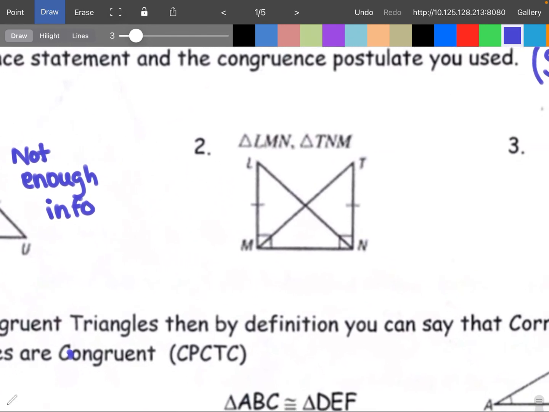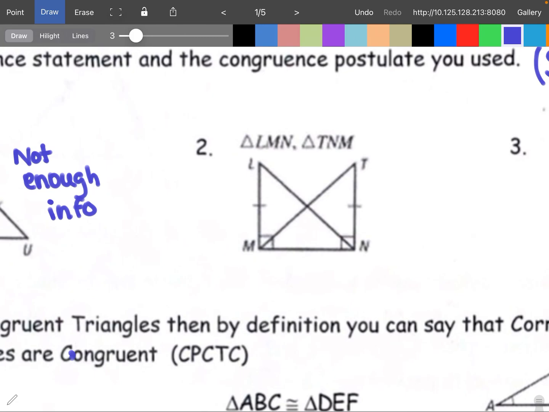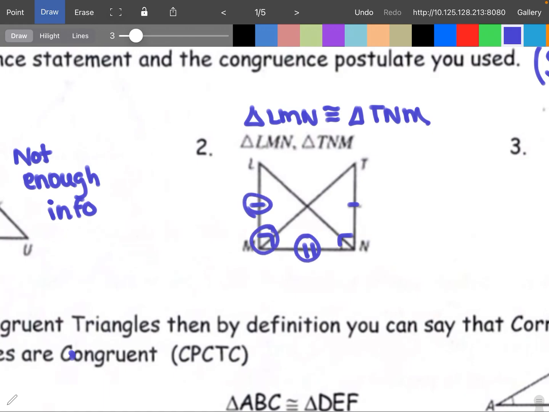Number two, if I'm looking at these two triangles, what did you come up with? Hopefully you see that we have our pair sides that they have given to us. We have the angles here. We need another side or another pair of angles, and we have MN that is congruent to MN. So if I were to write a congruence statement, I would say triangle LMN is congruent to triangle TNM. And we know that would be based off of side, angle, side, on the other side, side, angle, side. So that's the postulate that we used.